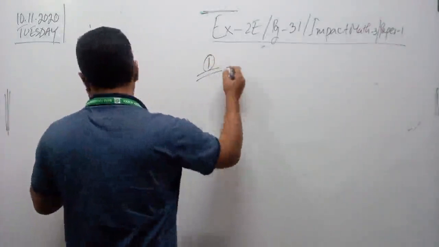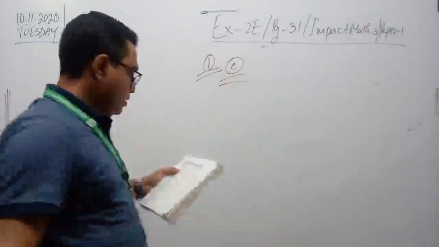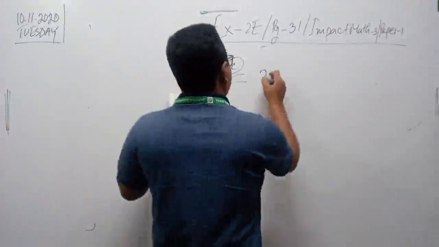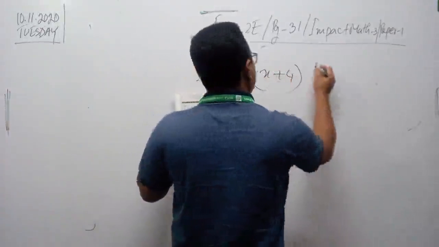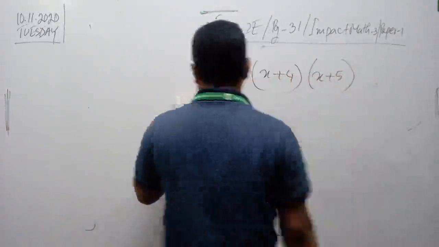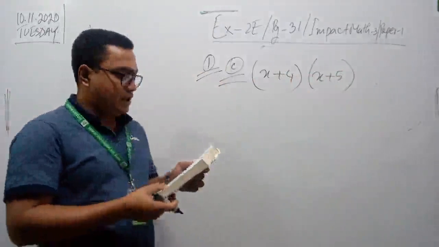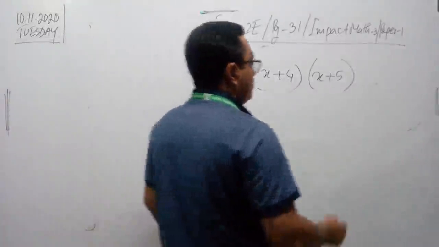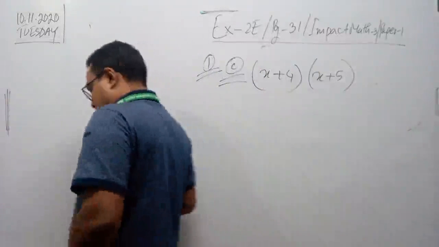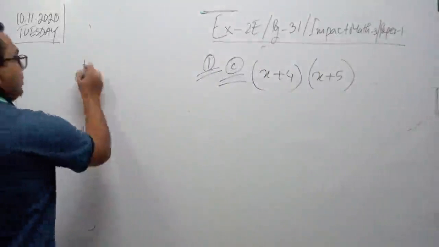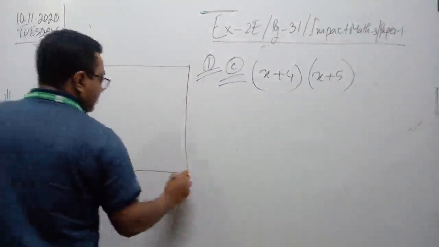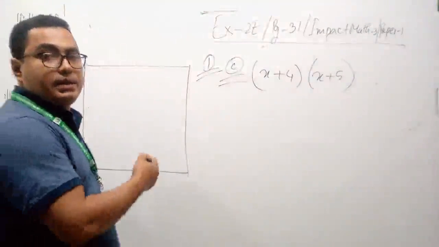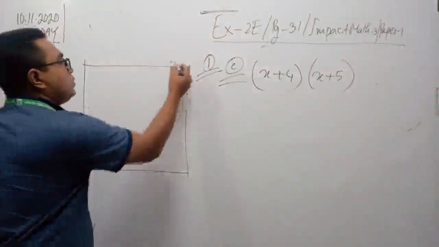Question number 1C. X plus 4, x plus 5, x plus 4 into x plus 5. For this type of math, mainly draw a rectangle first, randomly. There is no accurate measurement here. Just rough data you will put here.